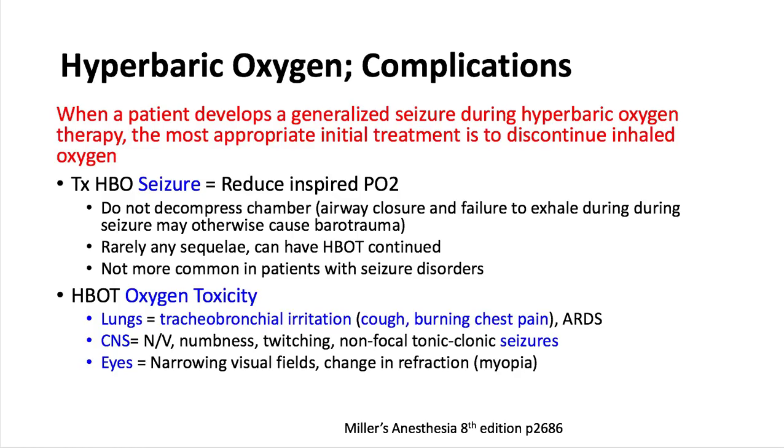They get tracheal bronchial irritation. They can have cough and complain of burning chest pain and even develop ARDS. In the central nervous system, they can get nausea, vomiting, numbness, twitching, seizures, and their eyes can get changes in refraction, myopia, narrowing of their visual fields, and this is all oxygen toxicity.